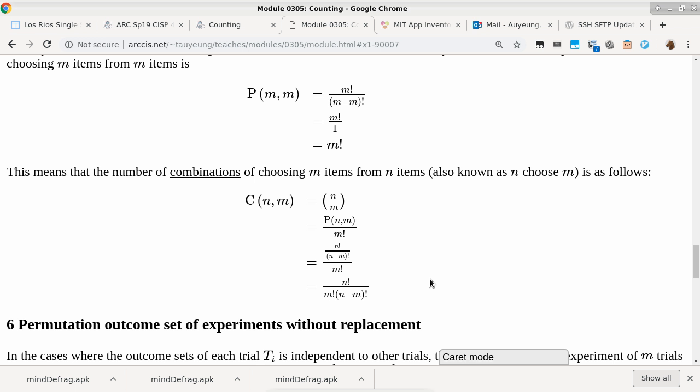So it becomes 31 for the first choice, 30 for the second choice, and then 29 for the third choice, which turns out to be the same thing as P(31, 3). Are we good so far?